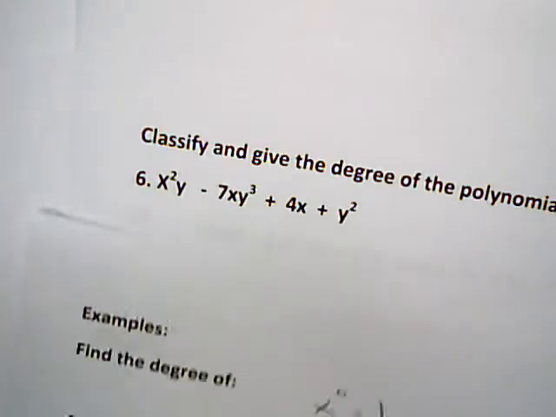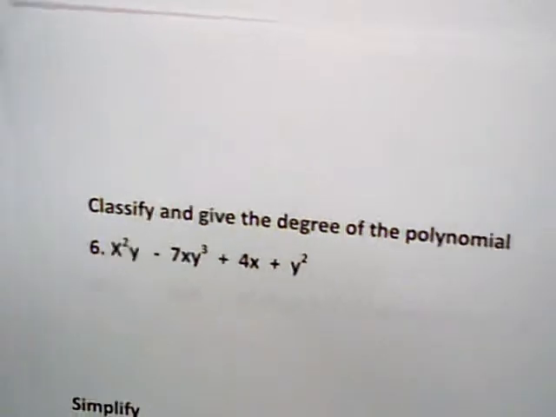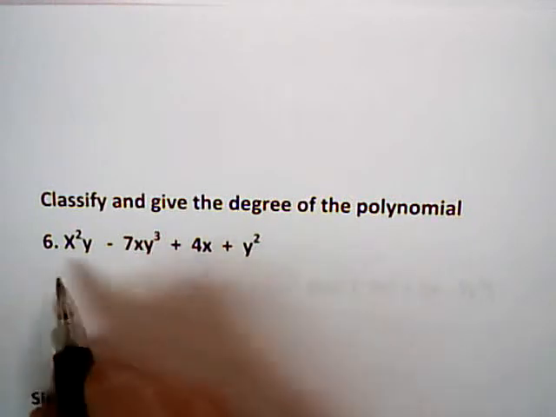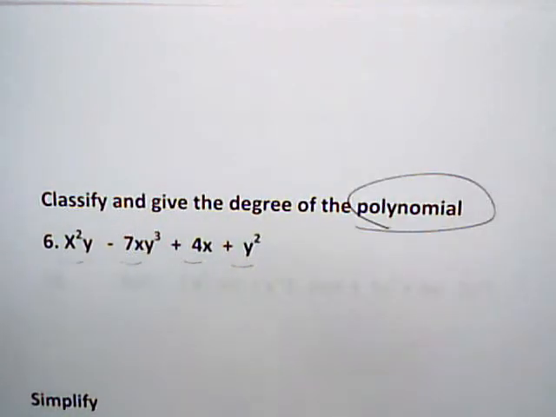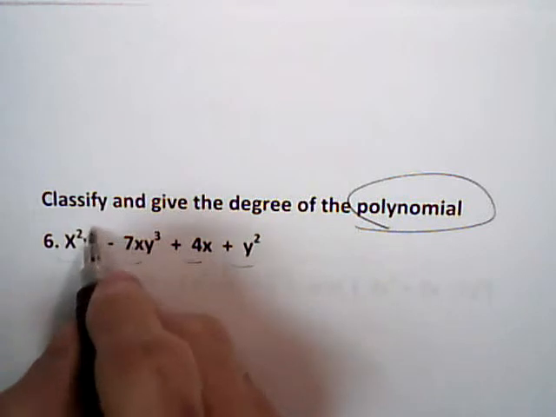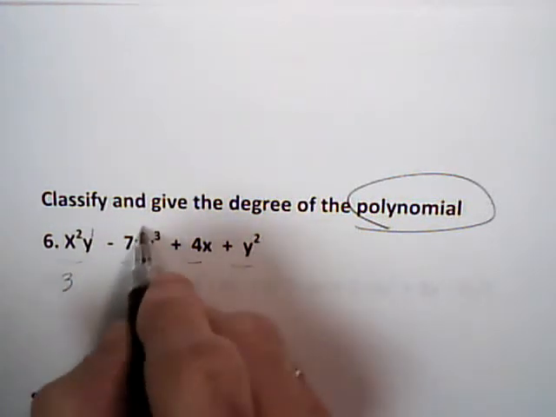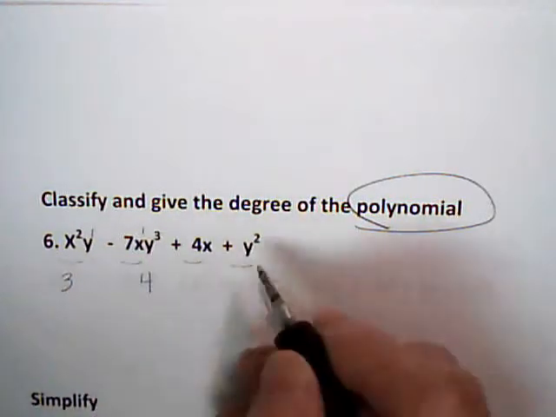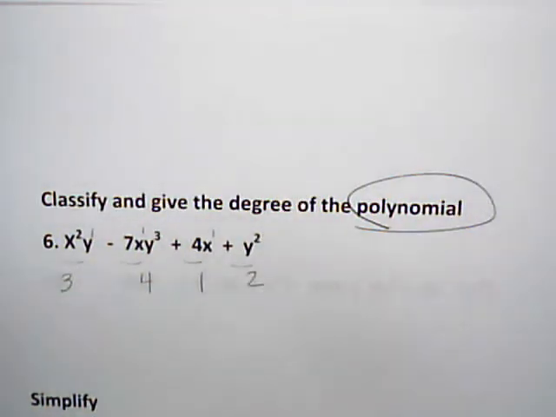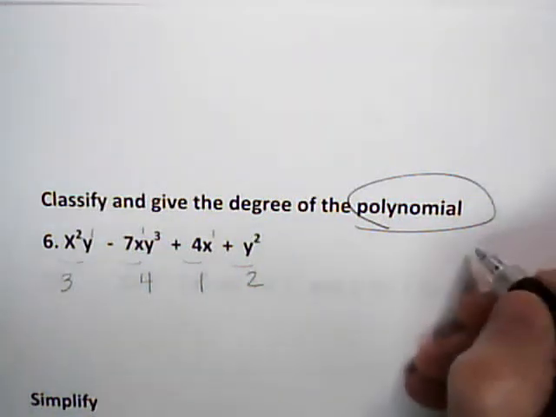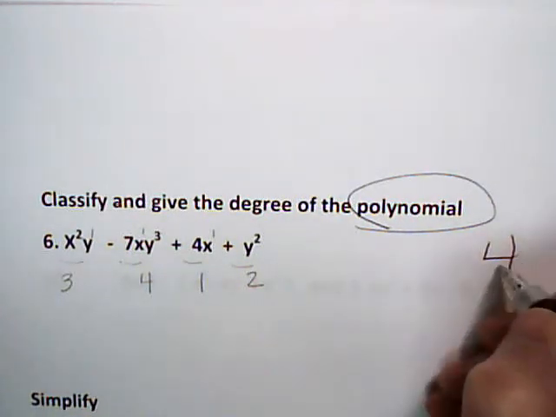All right. Classify and give the degree of the polynomial. You have 1, 2, 3, 4 terms. It is called a polynomial. Now the degree. This is where we're going to take the sum of each term. So 2 plus 1 would be 3. 1 plus 3 would be 4. 1 and 2. And we give the greatest degree to the degree of the polynomial. So the degree would be a 4.